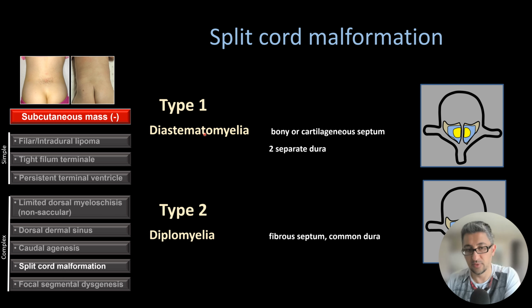Type 1 is also called diastematomyelia. Type 2 is diplomyelia. The difference is there is a bony or cartilaginous septum and 2 separate dura in type 1, and in this one there is no bony or cartilaginous septum. There may be a fibrous septum and the dura is common.